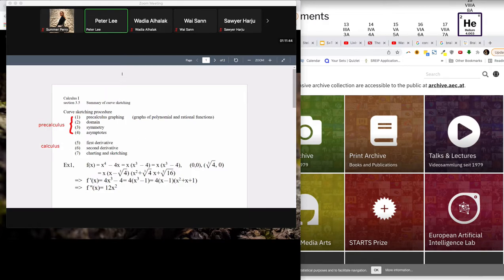The calculus part is numbers 5 and 6. And then based on all that, now you get the charting and the curve sketching. Okay.